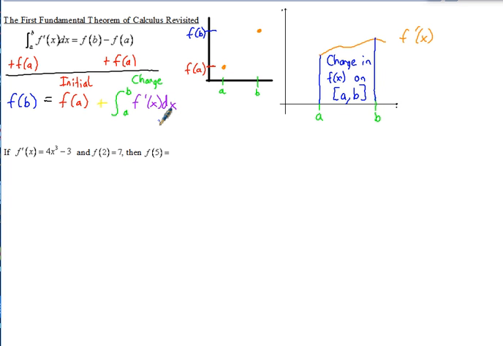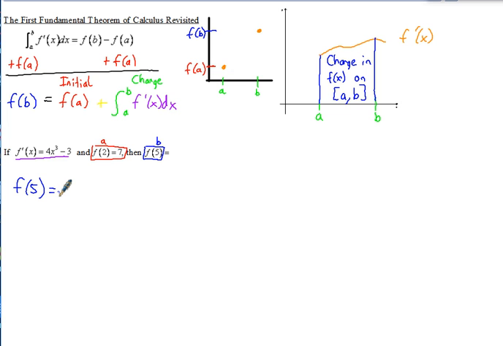So let's look at an example here, where it's more of an abstract example first. Well, we're given the derivative, f prime of x is 4x minus 3. We're also given one point on the function, f of 2 is 7, and we're looking for another point on the function, f of 5. So in this case, the 5 is like our b here, and the 2 is like our a. So this is an initial plus change problem, so we're trying to find f of 5.